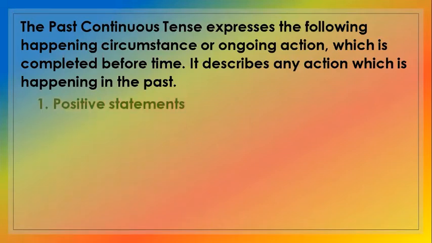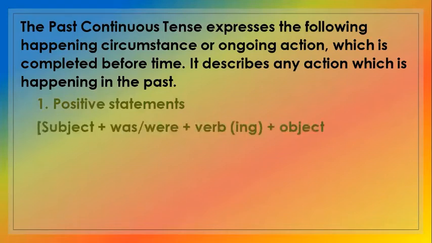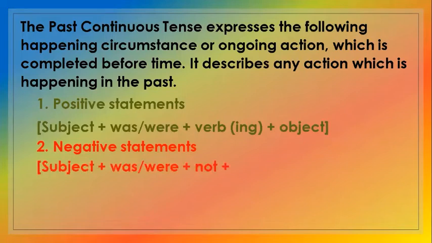Let's see the form. Again, we have affirmative sentences, negative sentences, yes-no questions, and WH questions. Let's start with the positive. We use was and were with verb ing. Was for singular subject and were for plural subject, plus verb ing. And in the negative sentences, we add not to the helping verb or auxiliary verb was and were, so wasn't and weren't plus verb ing.